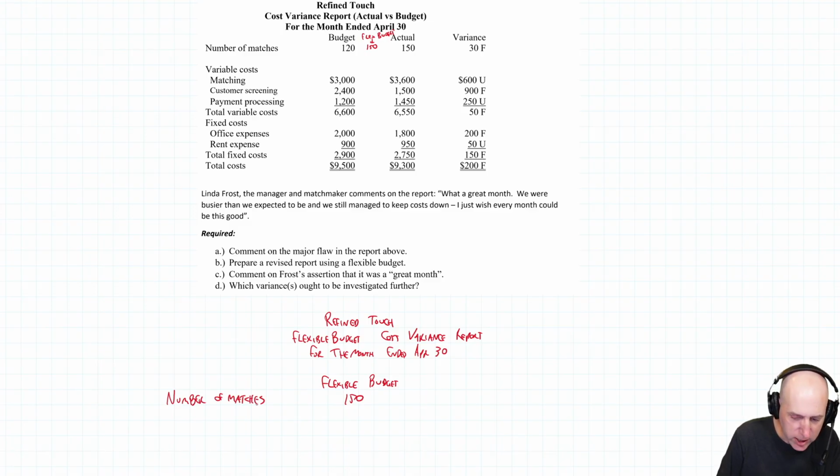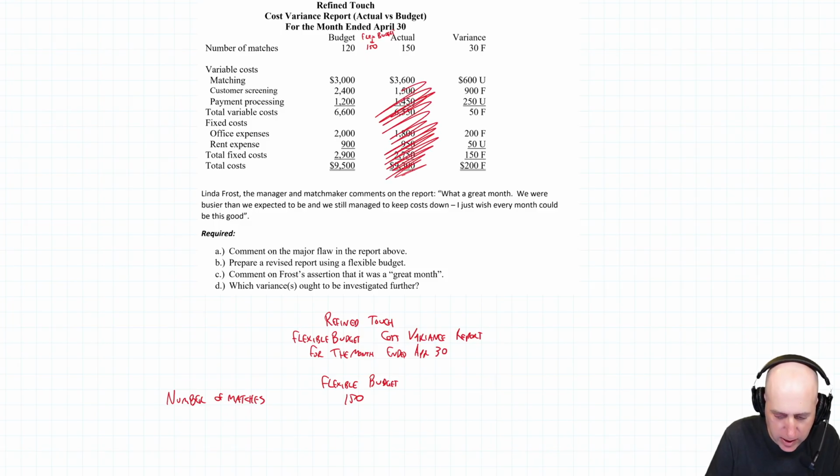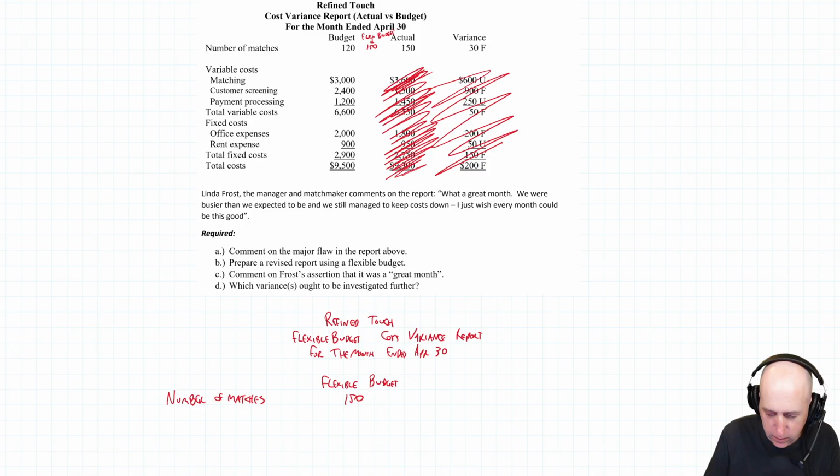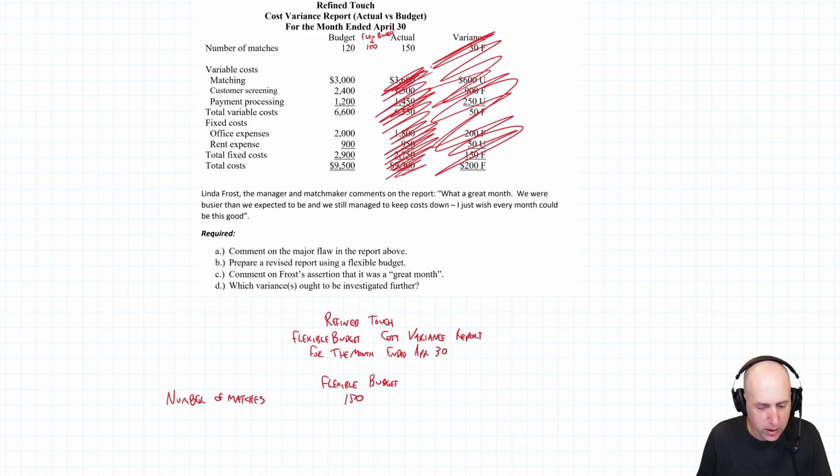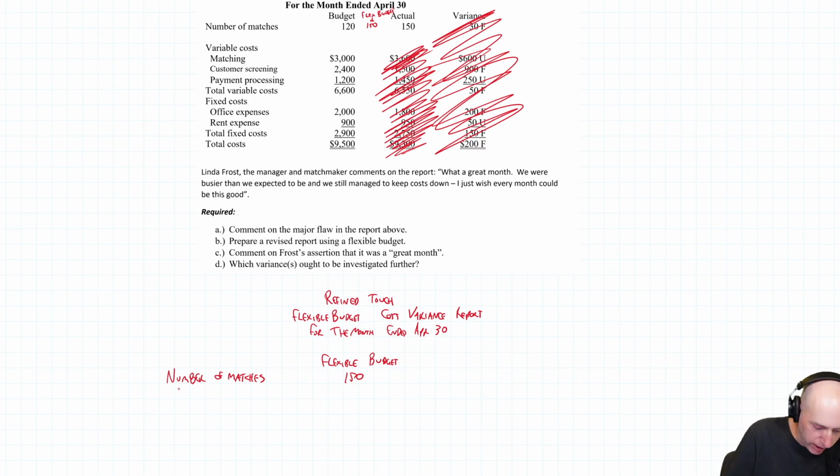And now we just redo the budget. We ignore all this actual stuff. We pretend we don't know. Now I need those numbers for later. We ignore the old variances. We ignore everything else. And we just go, okay, let's redo our budget at the level of 150 matches. What would we have said about our matching, our customer screening, and so on? So let's work our way down our variable costs and redo them.